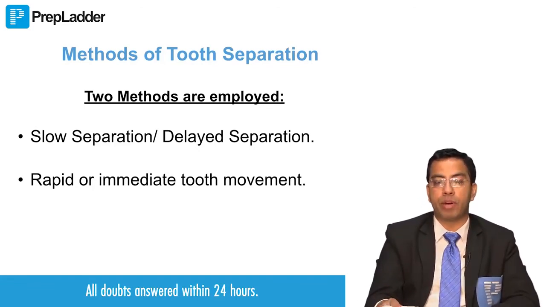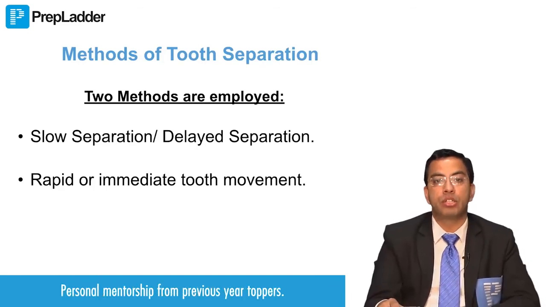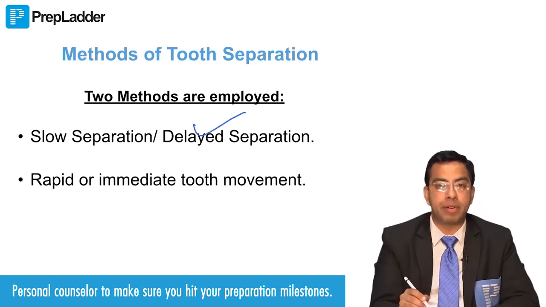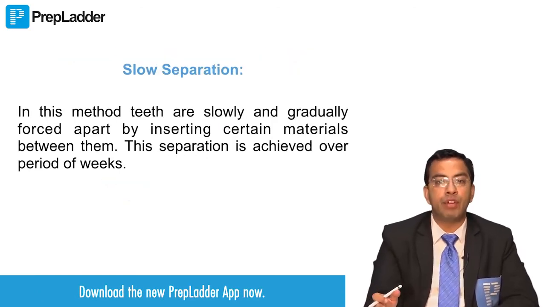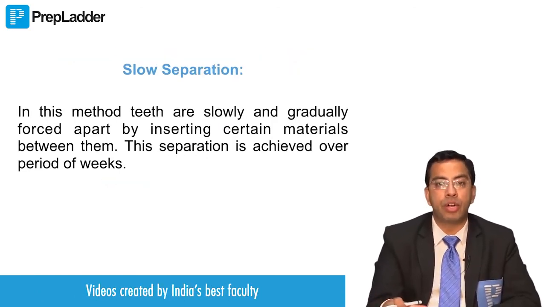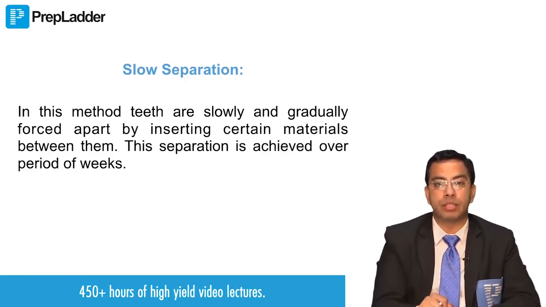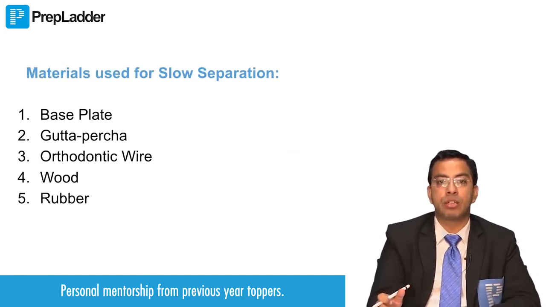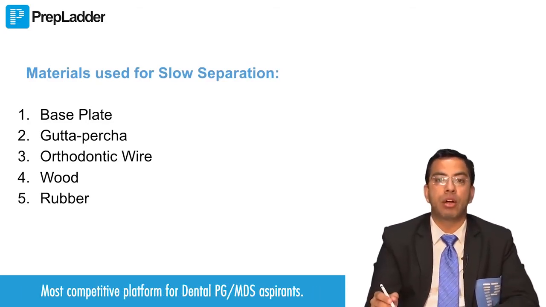Basically, two methods are employed. One is slow separation and one is rapid separation. Slow separation is called delayed separation, and fast or rapid separation is also called immediate tooth movement. If you have to do slow separation, you do it by inserting certain materials between the two teeth, and this separation is achieved within some weeks. What are the materials you use for slow separation? Base plate, gutta-percha, orthodontic wire, wood or rubber.